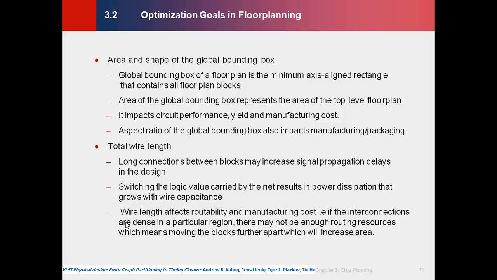So at this stage, just after partitioning, we would put down the two fundamental optimization goals in floor planning: the area of the global bounding box must be minimized, the total wire length must be minimized, and the shape must be suitable for the final manufacturing and packaging process, because there are some designs where the packaging requires just a square chip, so the width and the height must be the same. That is just one example of a constraint on the shape of the global bounding box.